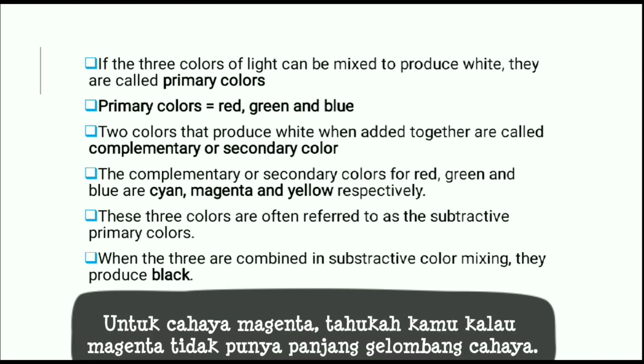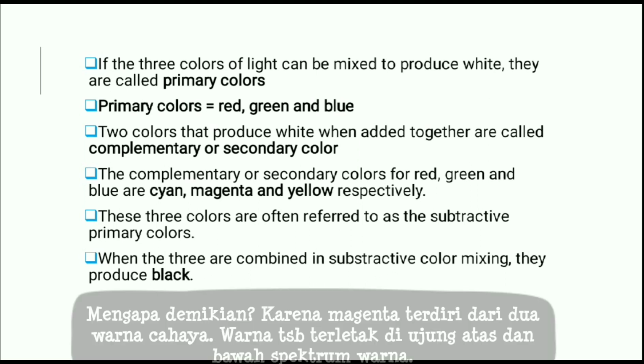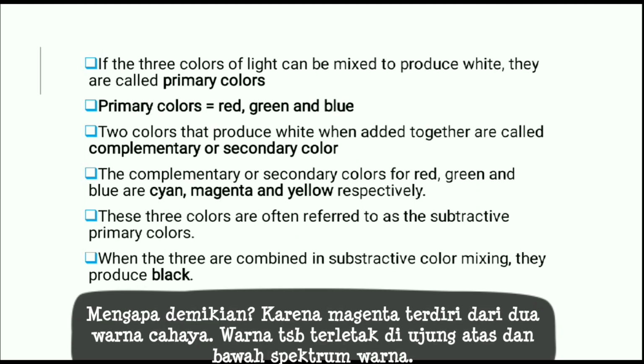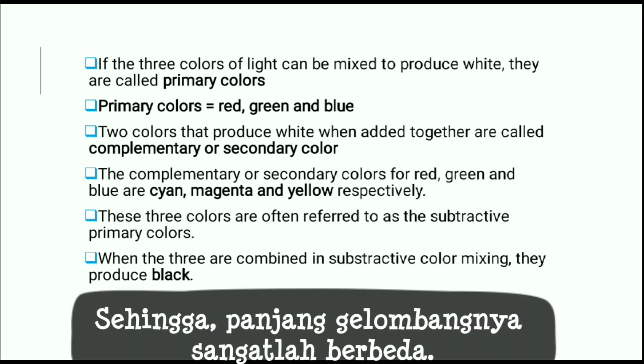For magenta, do you know that there is no wavelength of light that makes magenta? Why? Because magenta is made from two components of light. The two components are at opposite ends of the visible spectrum of light, so they have different wavelengths.